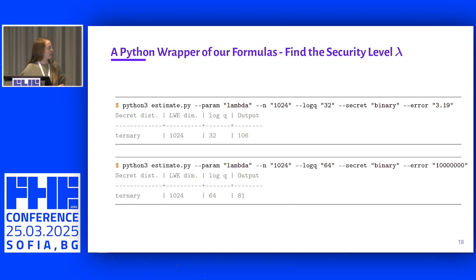Otherwise, we can choose the secret distribution to be binary. Here we chose an example where the parameters could come from CGGI. So we have n that is 2 to the 10, log q that can be either 32 or 64. The secret distribution is binary, and here we can change also the standard deviation of the error. In particular, in the second example, we chose a much bigger value to obtain, for example, a security level that is around 80.